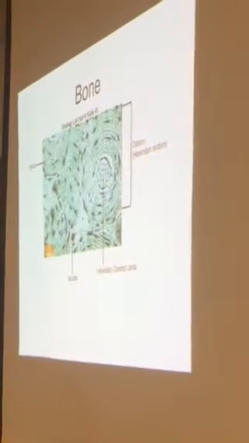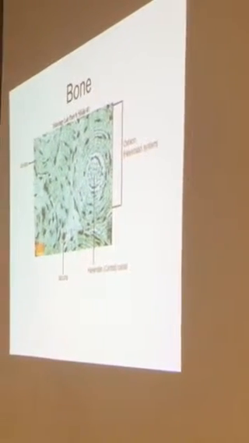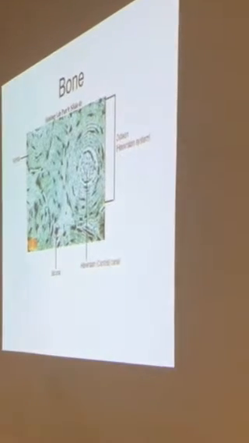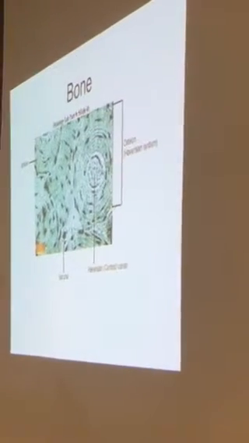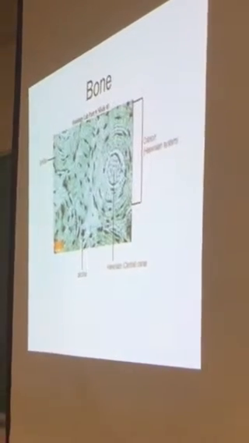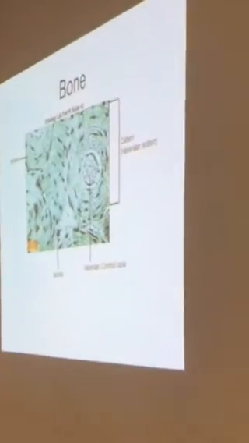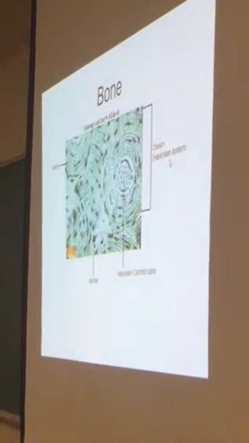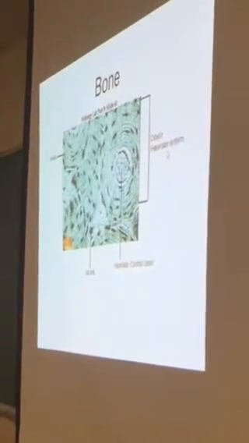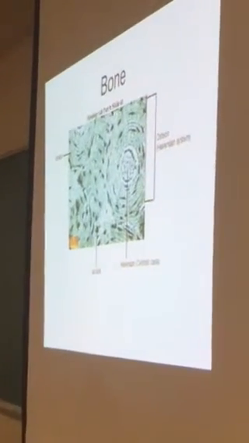This is bone. Nothing looks like bone. Bone has these nice concentric circles. The concentric circles plus the Haversian canal, the central space, is called the Haversian system or osteon. Either one of those is acceptable on your practicum.